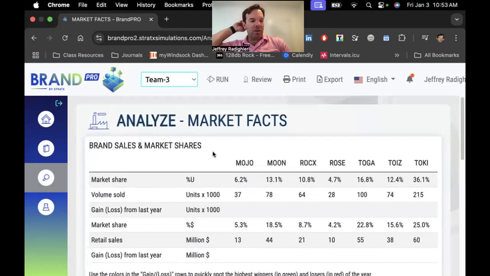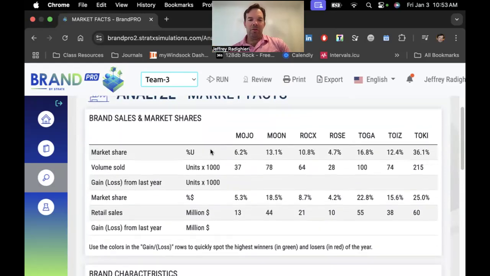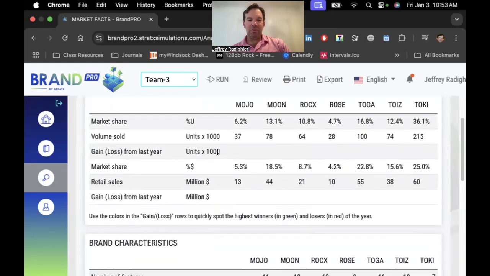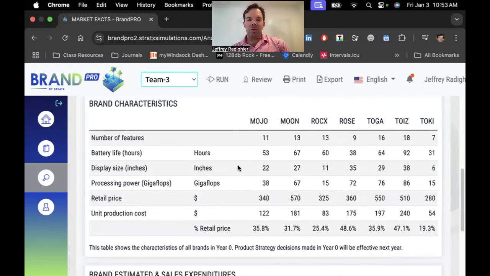Market facts, very important here. Gives you information about overall market shares, sales, things like that. It also shows you the brand characteristics of every brand on the market. So this is useful for benchmarking. If you are Mojo and you decided your closest competitor is Rock X and they're doing really well, you might want to alter your product to more resemble Rock X. And so this is where you would get the data to help make that decision.